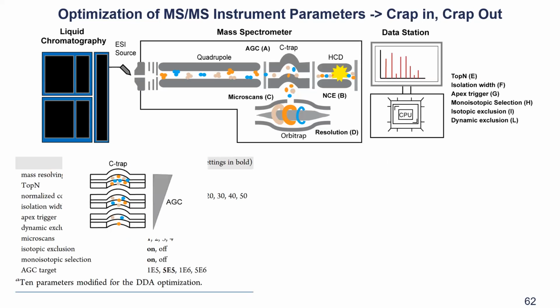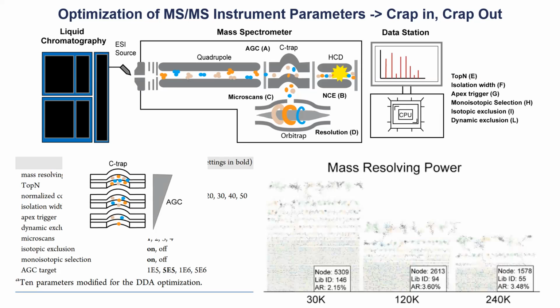So first of all, I think the AGC target. This is basically the accumulation time that Pravina already mentioned. That is directly coupled to the scan speed, right? And there we saw quite an influence, similar to mass resolving power. The higher your mass resolving power is, the slower your machine scans, and the fewer features you will get.